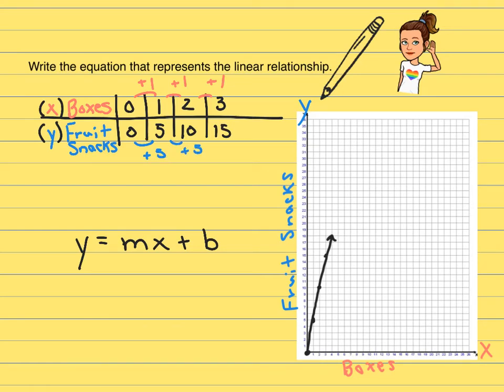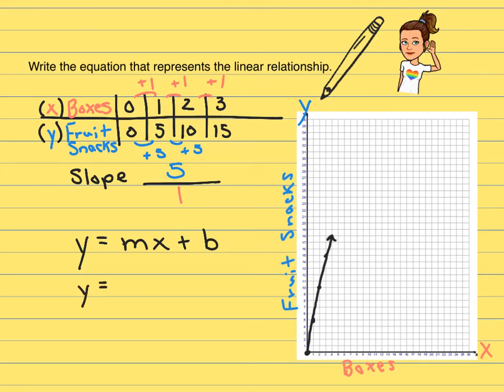Okay, so now we can put that together to write our slope. Now, slope is a ratio that compares the change in the y, and our change in the y is 5, to the change of the x value, which is 1. So now we can write our equation.